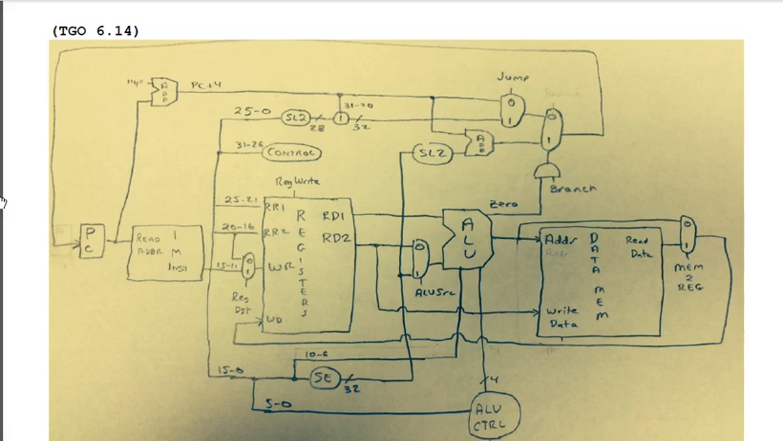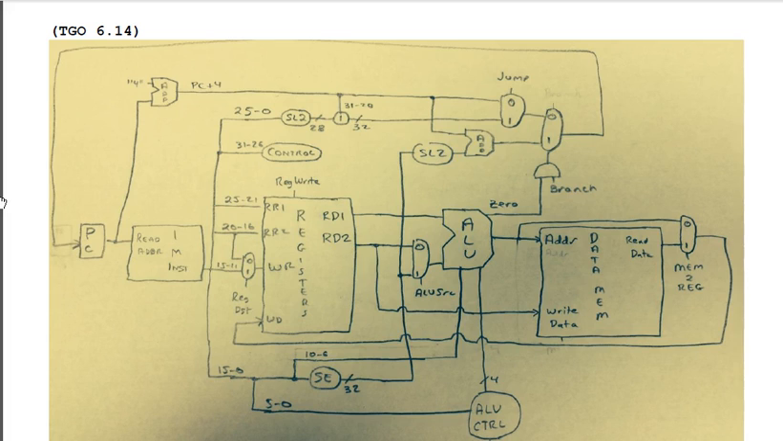Does anybody have any other questions about this? So the five types of addressing that you taught us, they are pretty much all incorporated. So let's talk about that.